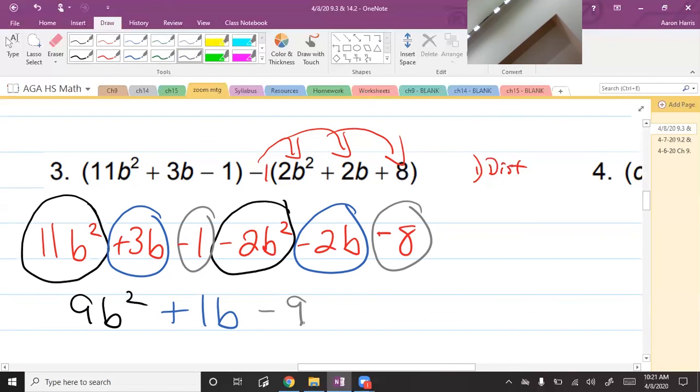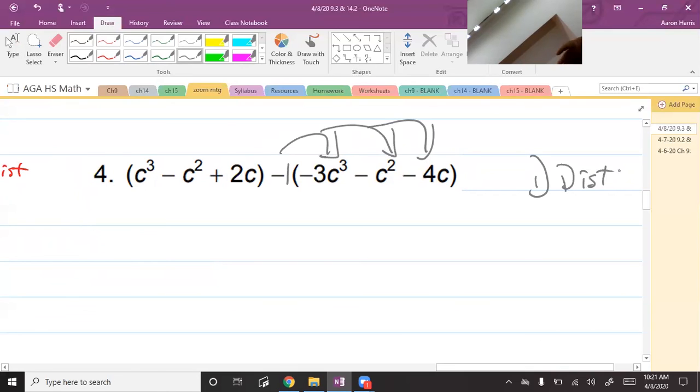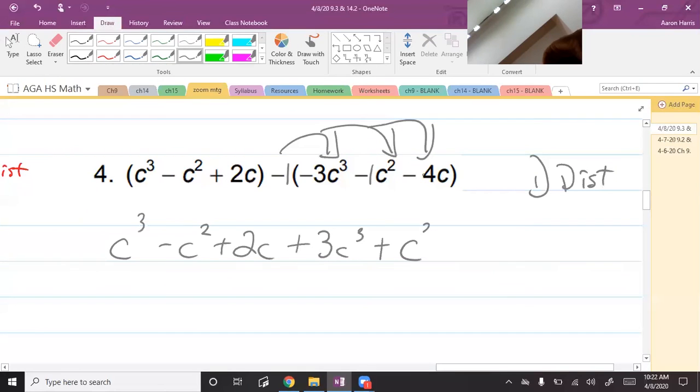Okay. Now I come over here. I have another negative 1. So here's a negative 1. Distribute that in. Simplify, combine like terms. This is my first step, my first checkpoint. Distribute. Okay. So that's going to change all my signs. So I get c cubed minus c squared plus 2c. Negative 1 times negative 3 plus 3c cubed. Negative 1 times negative 1. So I get plus c squared. Negative 1 times negative 4 plus 4c.